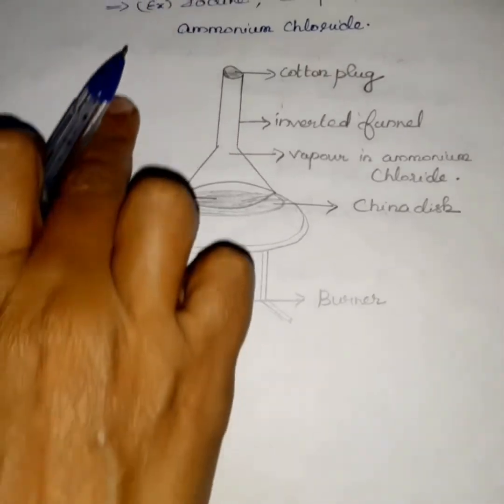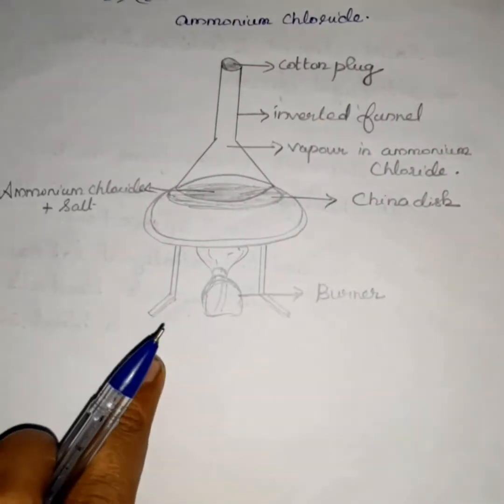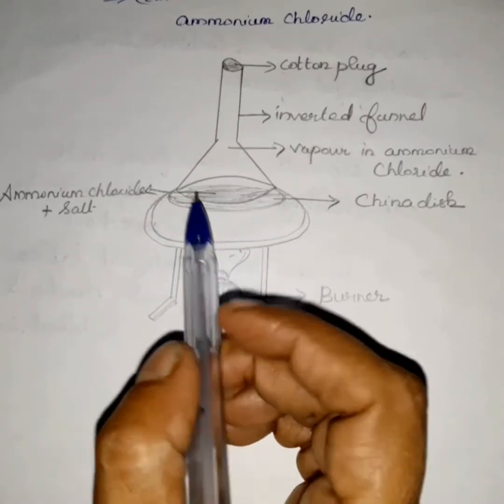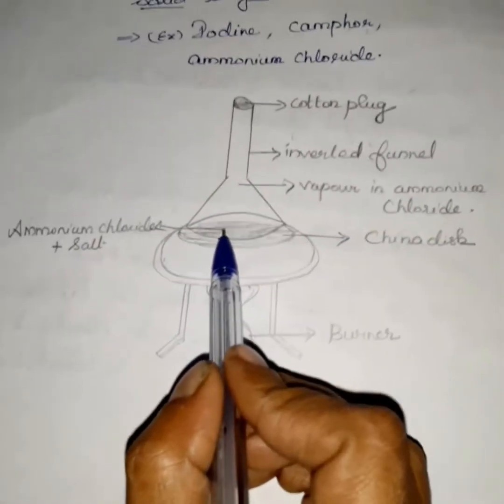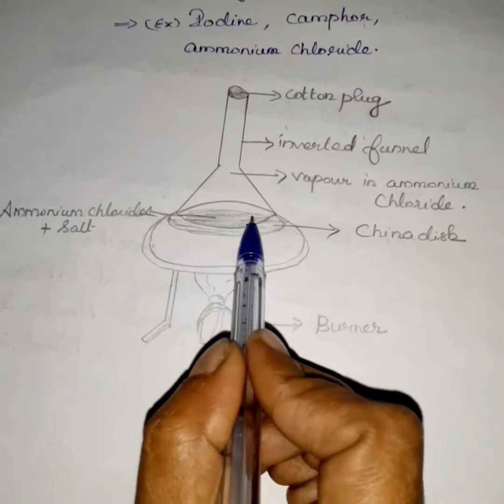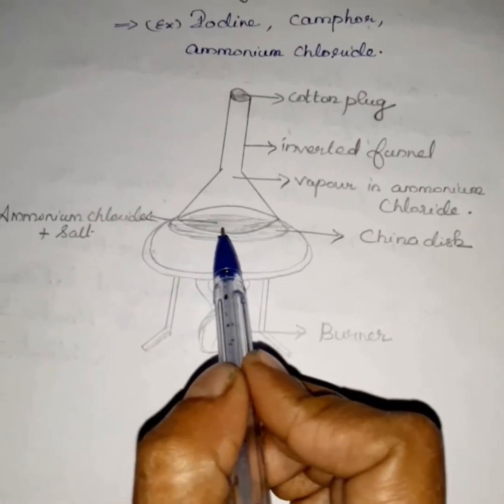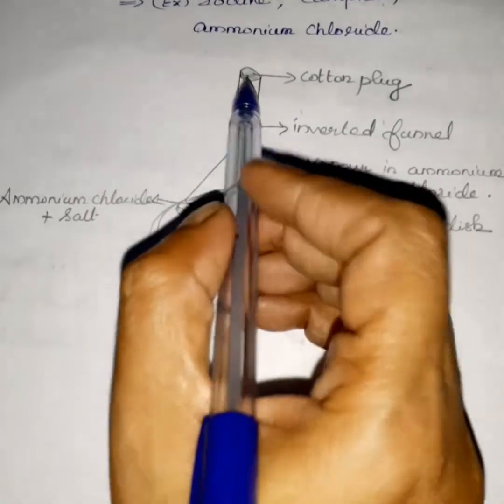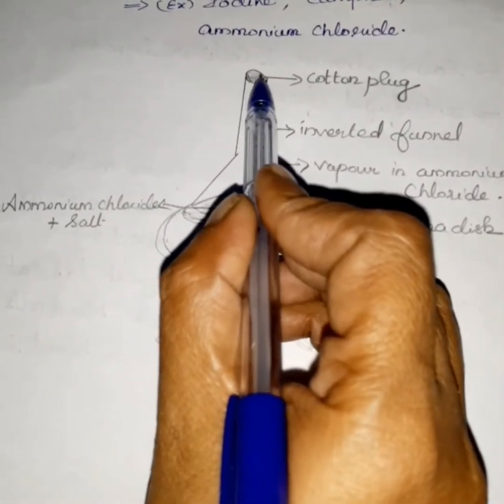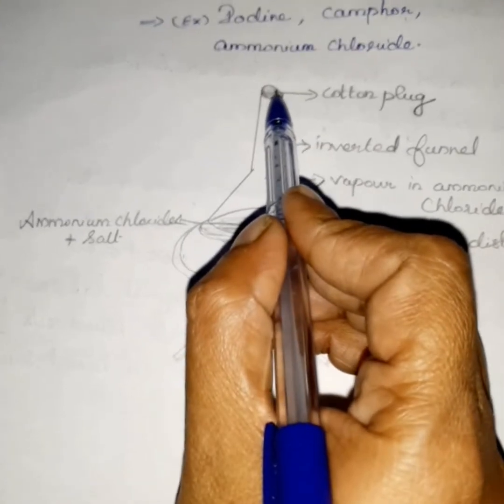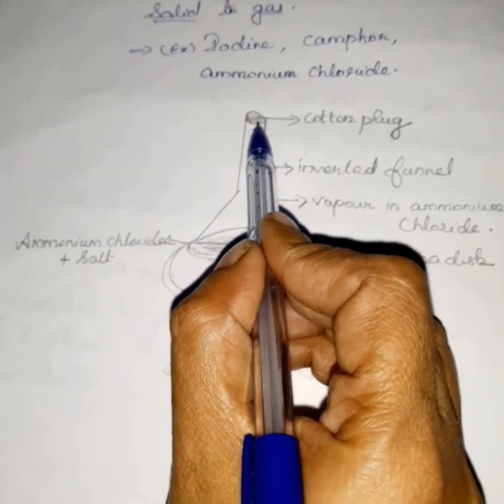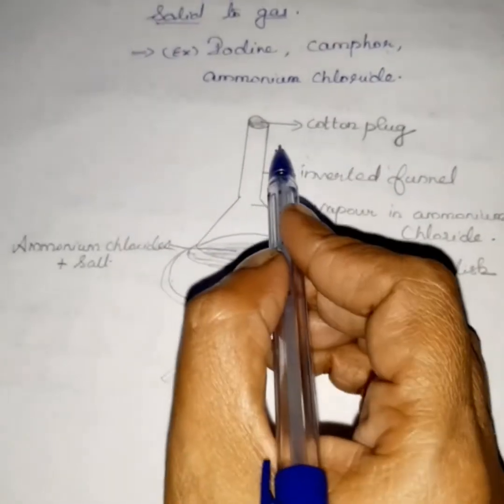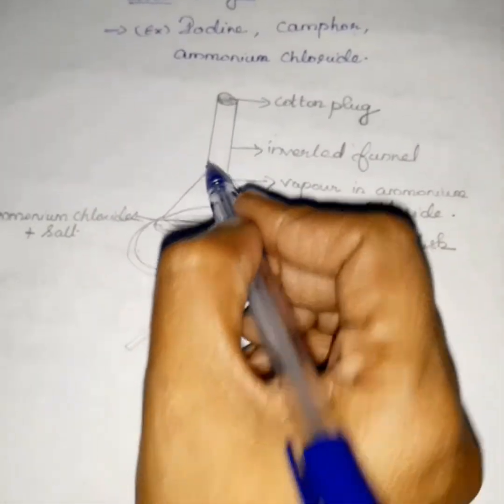This is the experimental setup of the sublimation method. First, you take the mixture of ammonium chloride and salt in the china dish. Then you cover it with the funnel. At the other end of the funnel you put a cotton plug. Why is it used? So that the vapor cannot come out.